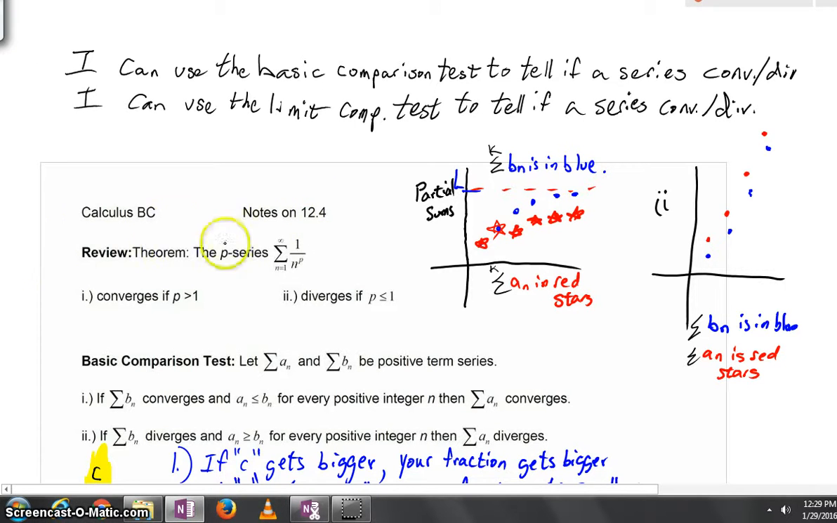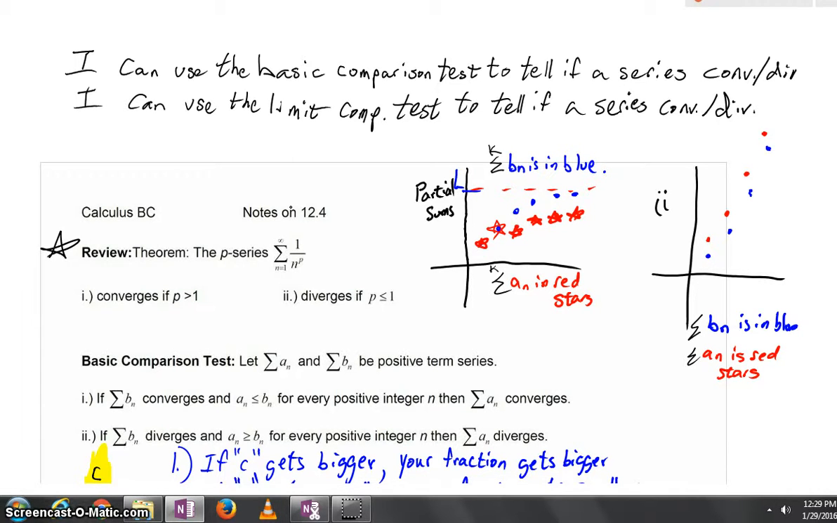But let's have some review of the p-series right here. If you had 1 over n to the p, as we talked about in section 3, this series we could quickly say will converge if that power exponent p is bigger than 1. Similarly, that p-series would diverge if p is less than or equal to 1.